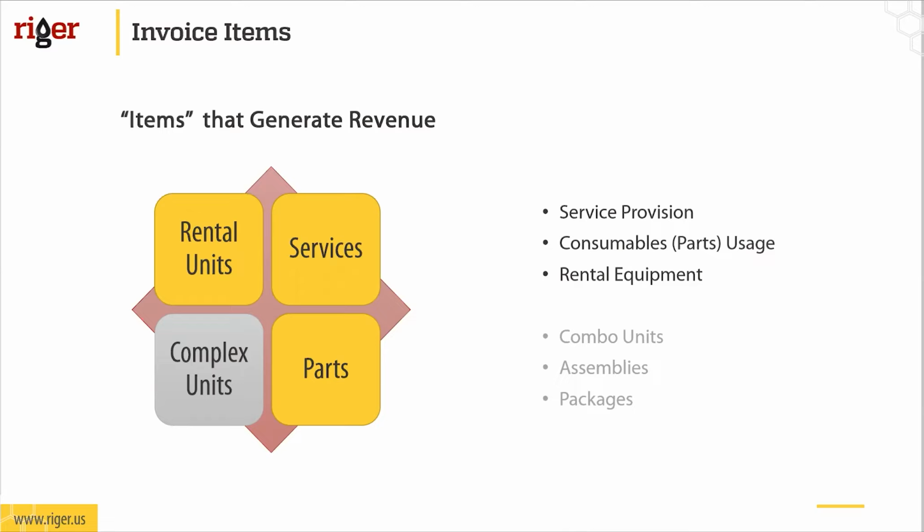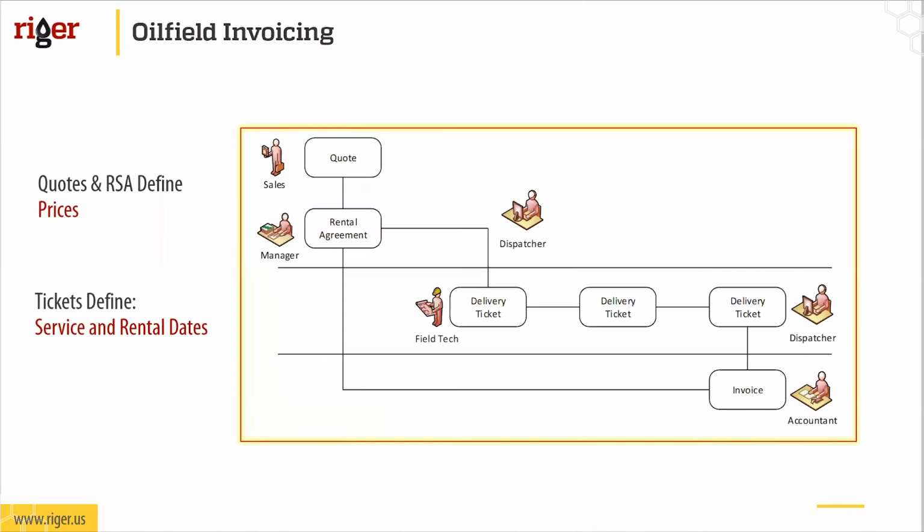So how does the actual invoicing happen in RigER, and which information flows to the invoice from what point? The main key point in this diagram is that we start the job with a quote and rental agreement. We have the dispatching or operations side create our tickets, deliver equipment, provide service, maybe repairs, maybe maintenance. In any case, do the job tickets.